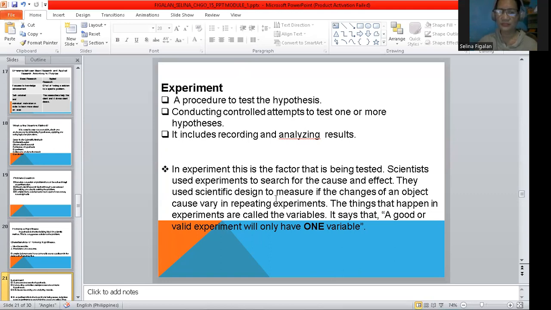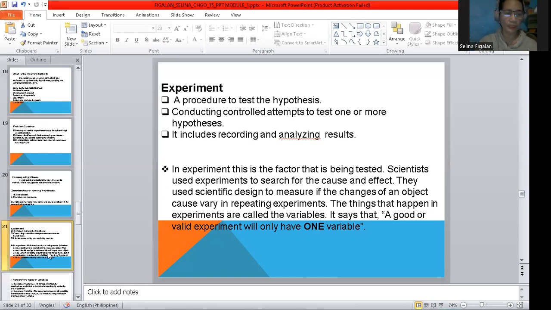Okay, an experiment is the factor that is being tested. So scientists use experiments to search for the cause and effect. So they will use scientific design to measure if the changes of an object cause variation in repeating experiments. So the things that change in experiments are called the variables. What are the variables? Or ano yung cause? A good or valid experiment will only have one variable. But with your laboratory one, hindi ko naman pinahirapan. It is more on analysis.